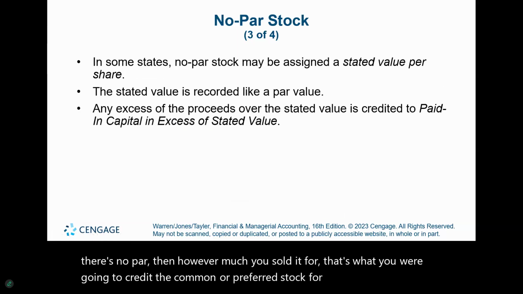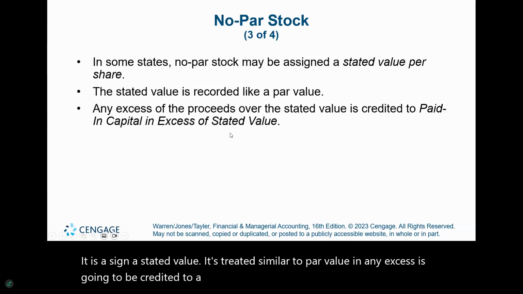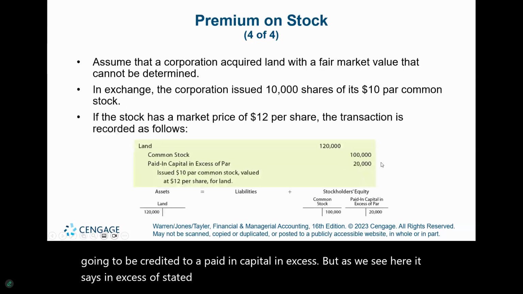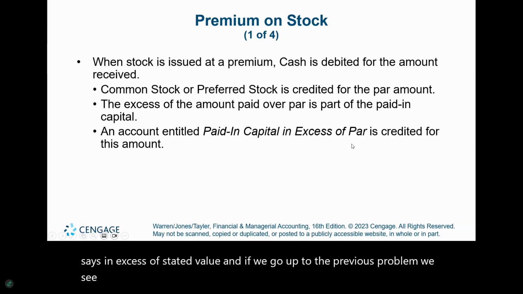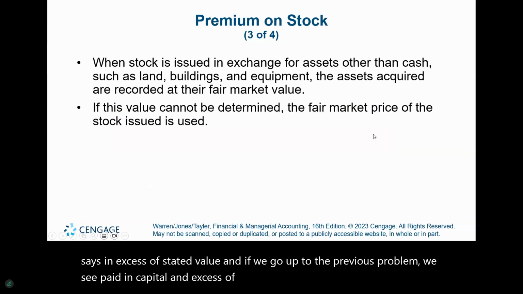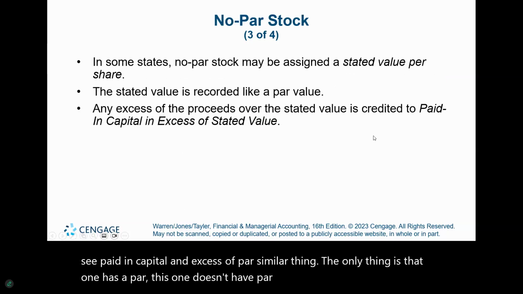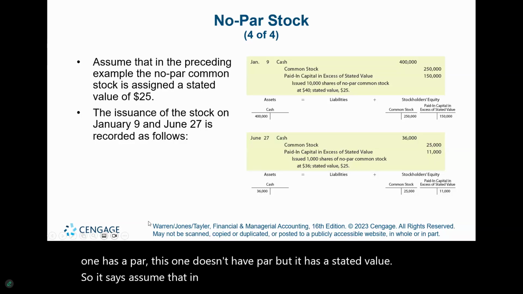But if it is assigned a stated value, it's treated similar to par value, and any excess is going to be credited to a paid in capital in excess. As we see here, it says in excess of stated value. And if we go up to the previous problem, we see paid in capital in excess of par. Similar thing, the only difference is that one has a par, and this one doesn't have par, but it has a stated value.